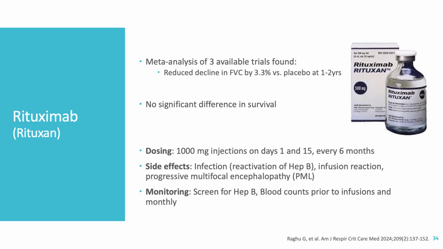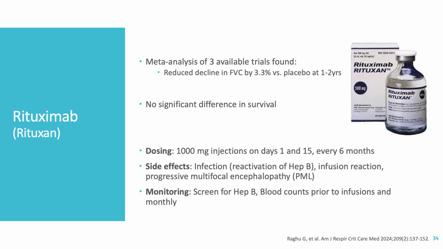This medication is dosed as an injection, typically on day 1 and day 15 every 6 months, and has a side effect profile as well that needs to be monitored. So certain types of infections like hepatitis B can be reactivated on this medicine, so it's important to be screened for that before starting. You can have infusion reactions, of course, increased risk for infection, and then there's a very rare neurologic side effect called progressive multifocal leukoencephalopathy that needs to be monitored for. Very rare, but can occur.